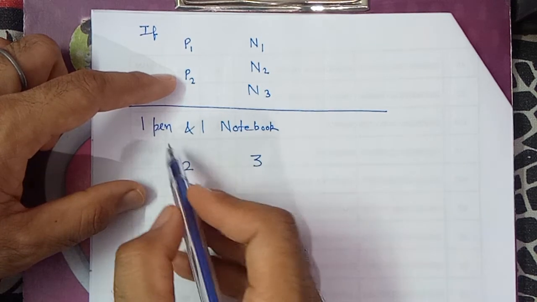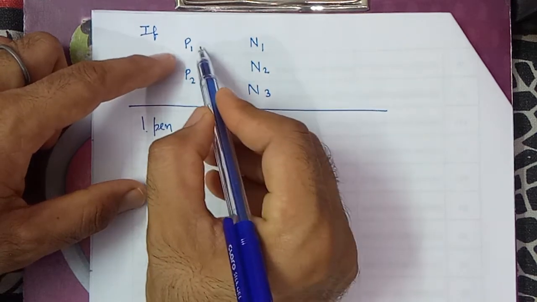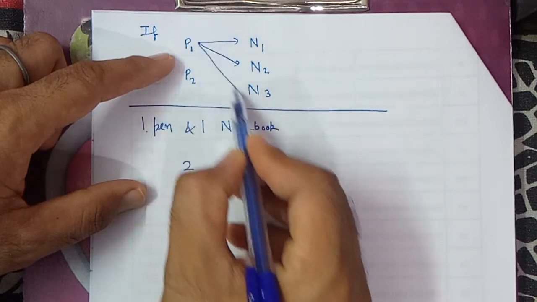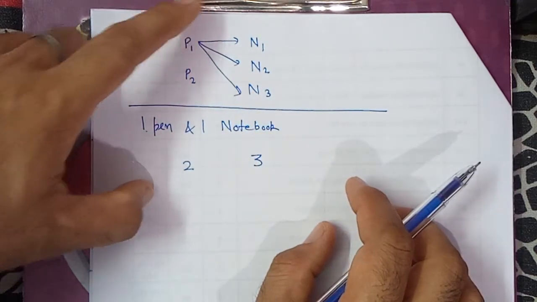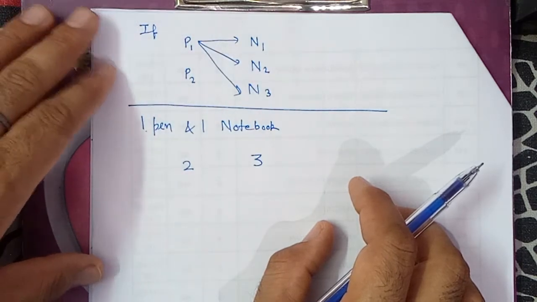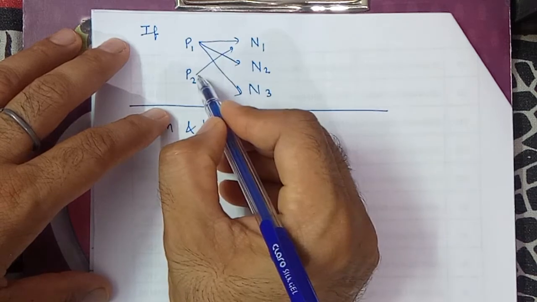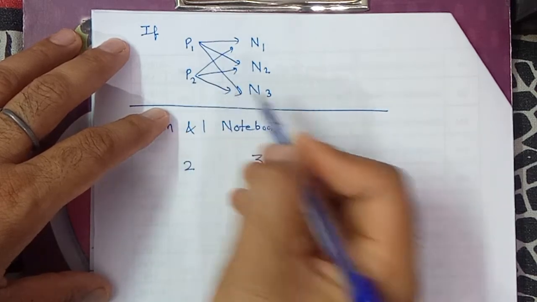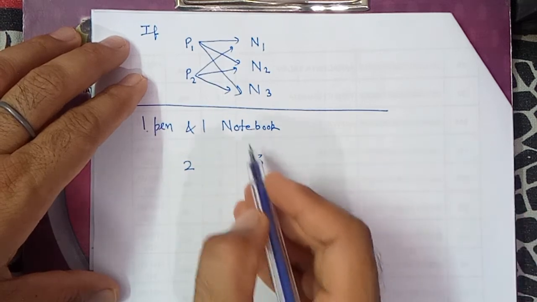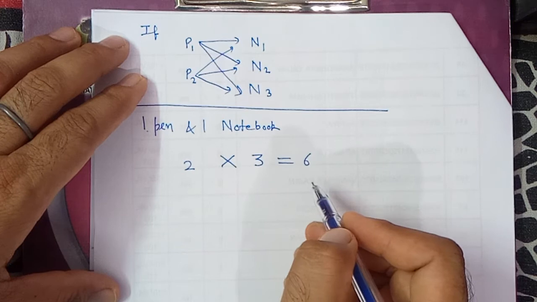Now, selection of one pen with one notebook. He can choose the first pen with any one notebook. It means first pen and any notebook in three ways. Similarly, second pen and any one notebook again in three ways. So the total number of ways is 3 plus 3, which is 6. We can obtain this number by multiplying 2 and 3, equal to 6.